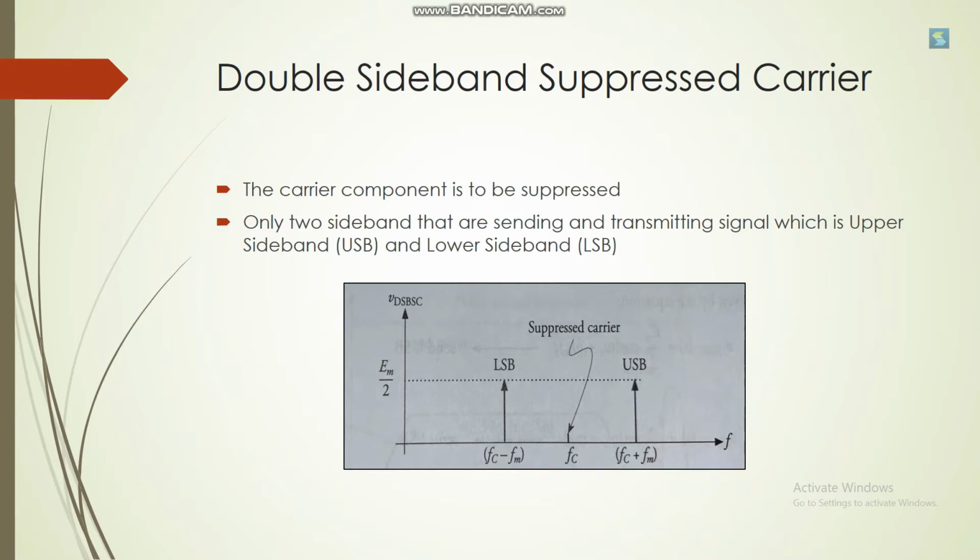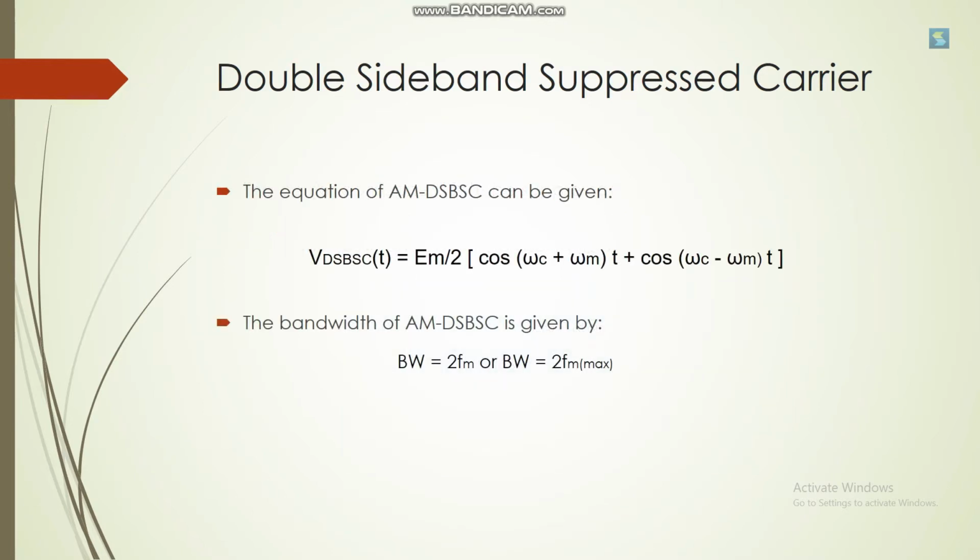There are only two sidebands that exist, which are USB and LSB. Only these sidebands send and transmit information to the receiver. And the equation of AM-DSBSC is Em over 2 [cos(omega c plus omega m)t plus cos(omega c minus omega m)t]. And the bandwidth of AM-DSBSC is 2 fm.